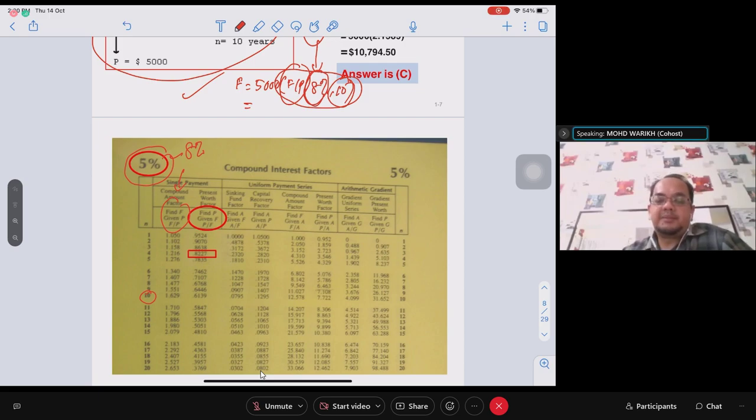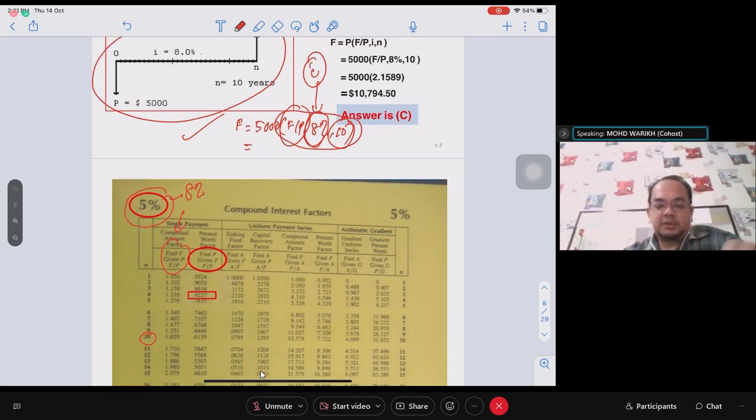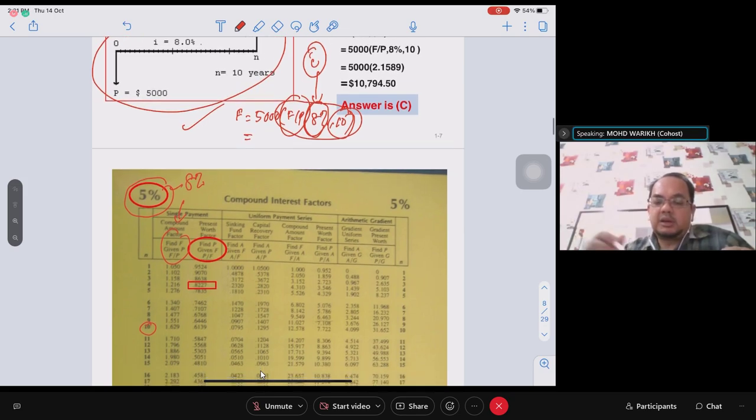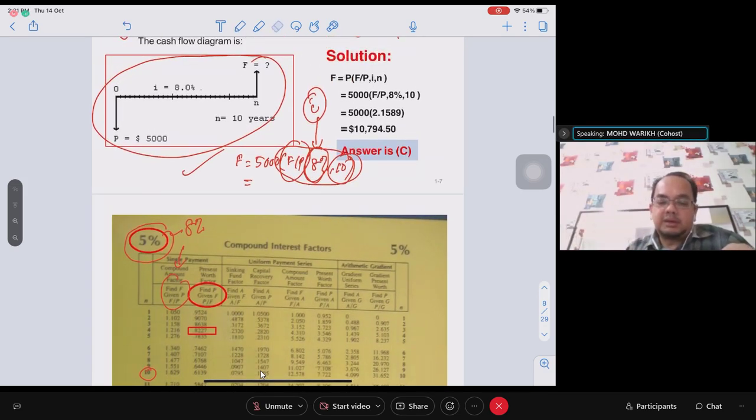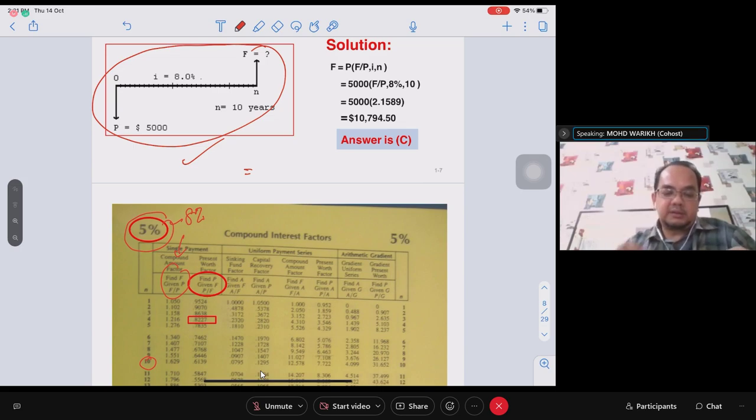Faham tak? Faham tak? Contoh kat sini tadi, kalau kita padam lah ya. Okay, jangan refer kat sini lah, kita refer kat sini.